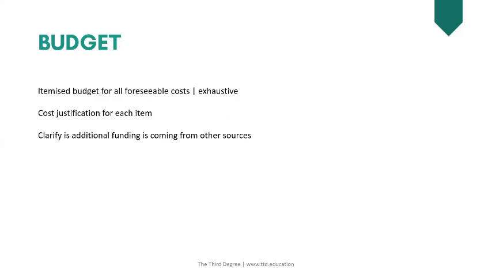Now we come to budget, and I'll do budget in about 5 minutes on a big scale. But you need a very strong itemized budget for all foreseeable costs. And I call this exhaustive. It's not about, oh yeah, I'm going to need to do this and this, and I think it's going to cost that. It's not about having a guesstimate or a rough idea. It is having a down to the last 5 cents budget about what is going to be spent.